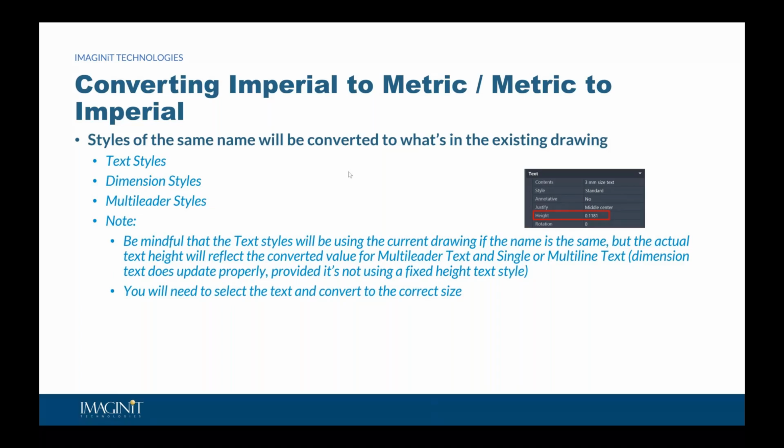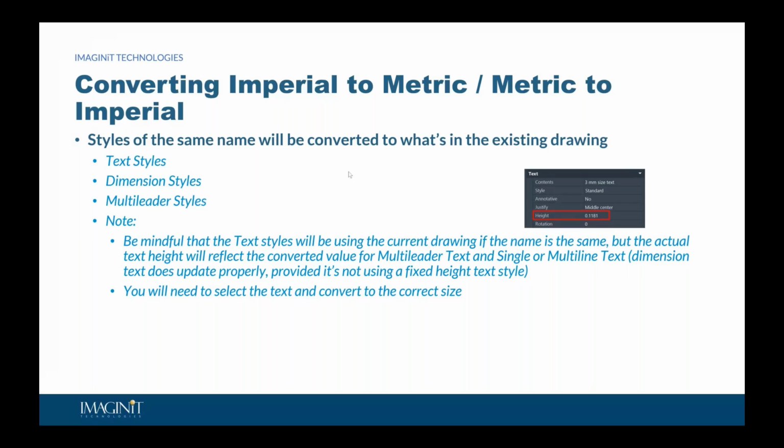So styles of the same name will be converted to what's in the existing drawing. This is text styles, dimension styles, and multi-leader styles, which means if you have a style named standard in your metric drawing and you insert it into a drawing that also has standard in it, when you explode that block, it will immediately apply the existing drawing's standard style to whatever you've brought in.